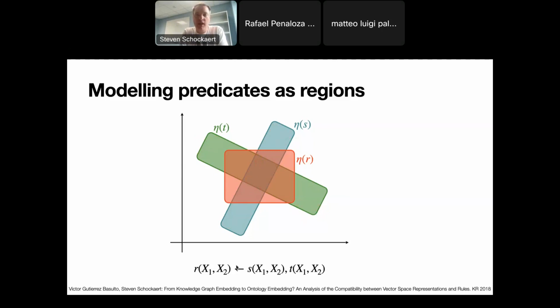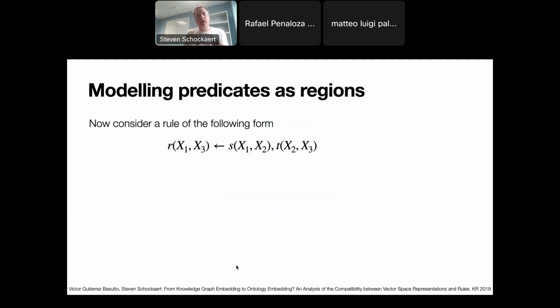Now, of course, this is a very simple rule because it's just an intersection rule where the arguments of all the predicates are the same. In practice, we're usually more interested in composition rules, like here where we have S of x1, x2, and T of x2, x3 implies R of x1, x3, right?